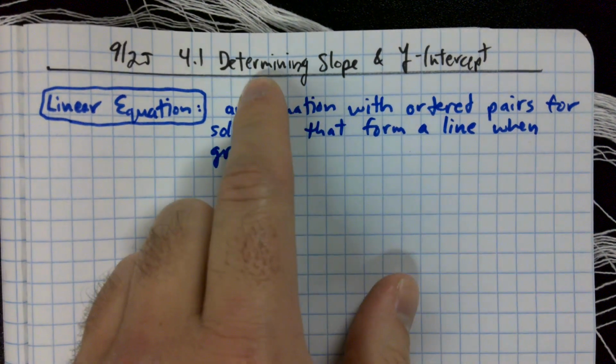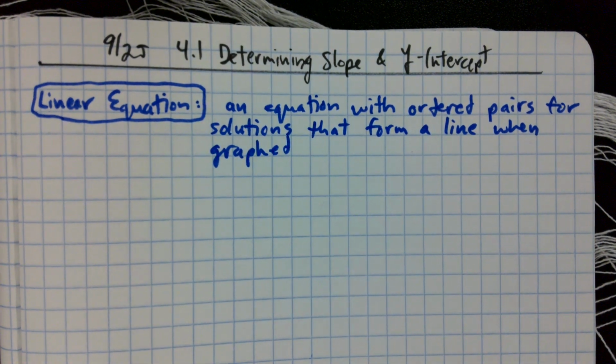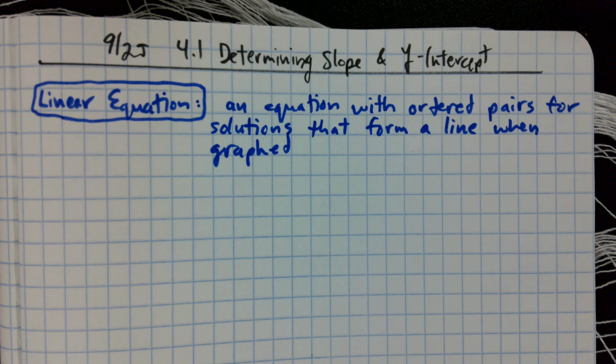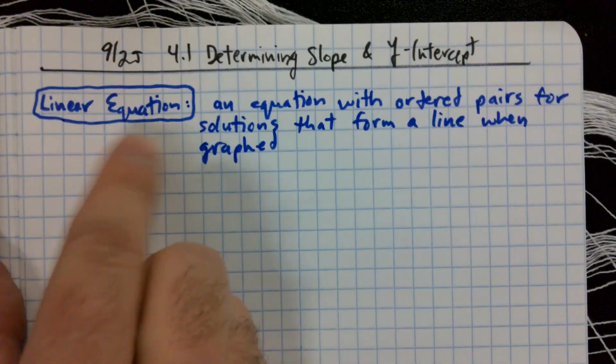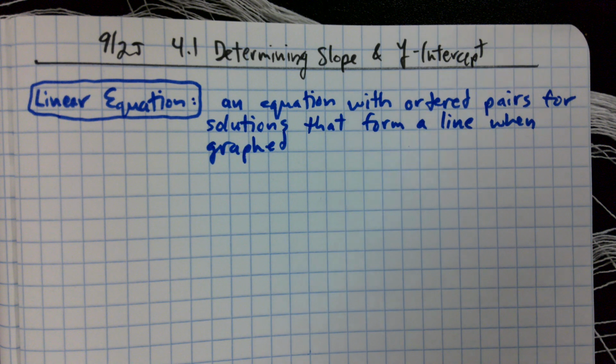4.1, we're going to be determining slope and y-intercept. Now this lesson is going to be hopefully very, very simple. We're not really going to be doing any math. We're just going to be learning the different parts of this specific linear equation. So a linear equation is just like what we saw in the warm-up.